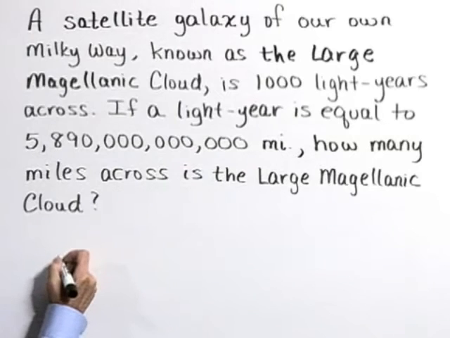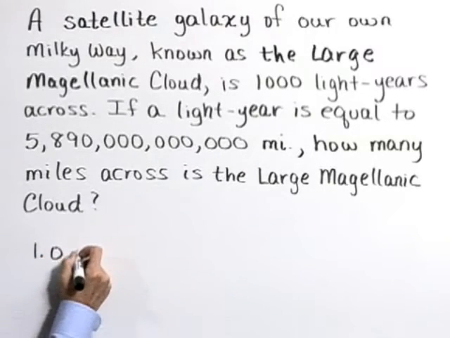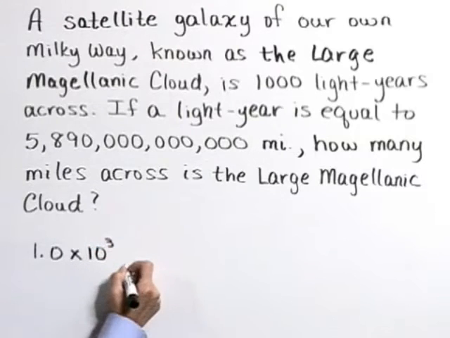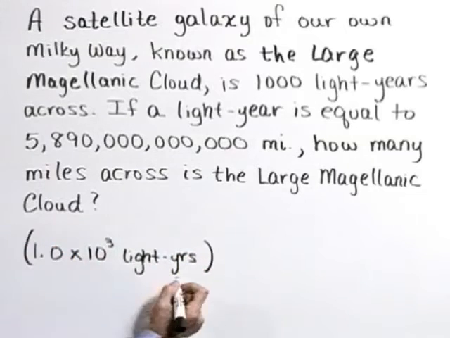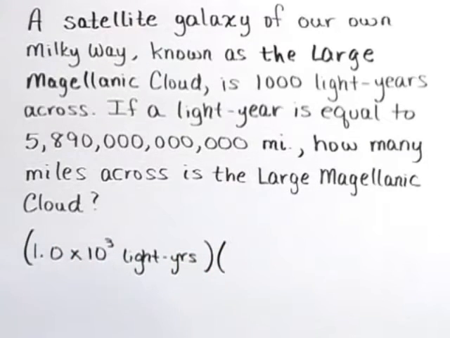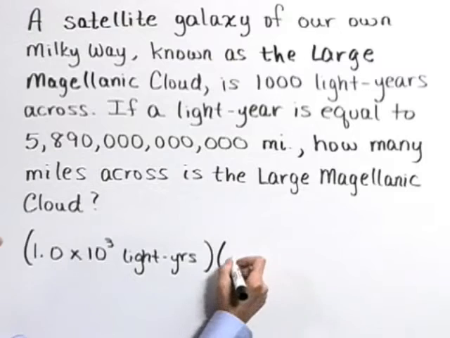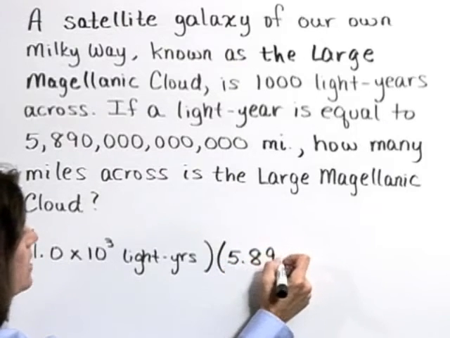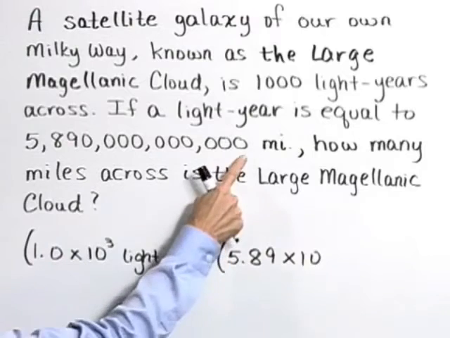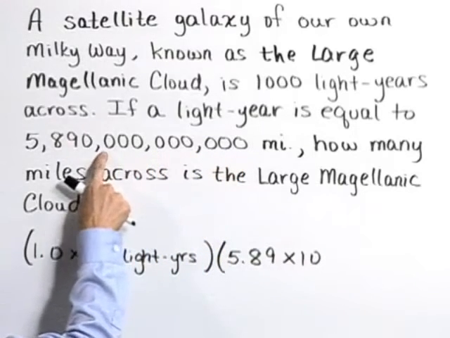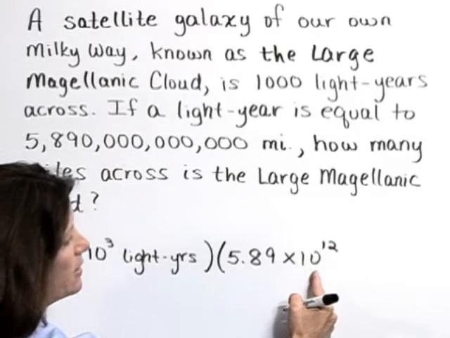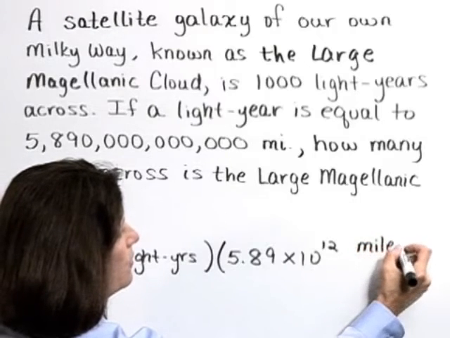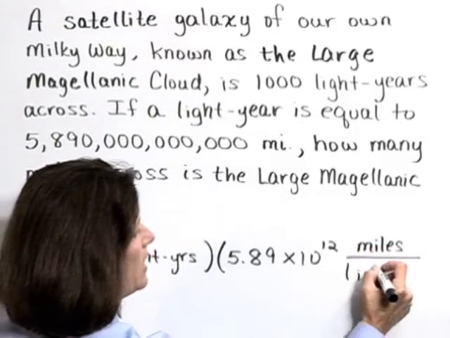So let's start there, and let's write that in scientific notation as 1.0 times 10 to the third light years. Now we're going to take that and multiply it times our 5,890,000,000,000 miles in a light year. So we're going to write that as 5.89 times 10 to the, that's going to be a 3, 6, 9, 12th power. And our units here are 5.89 times 10 to the 12th miles per light year.